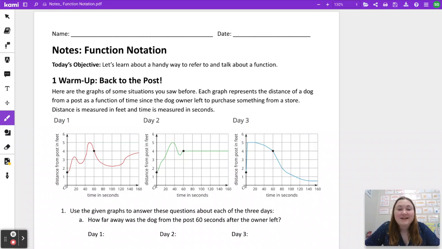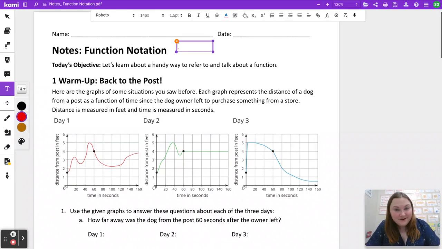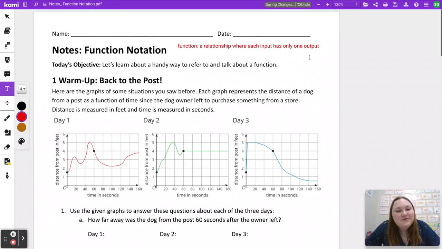In yesterday's lesson, we introduced what a function is. We had the really main idea, the definition of a function. We said a function is a relationship where each input has only one output. And so we introduced that idea yesterday. The goal for today, like we said, is to learn a mathematical way to represent and write functions, and that's called function notation.